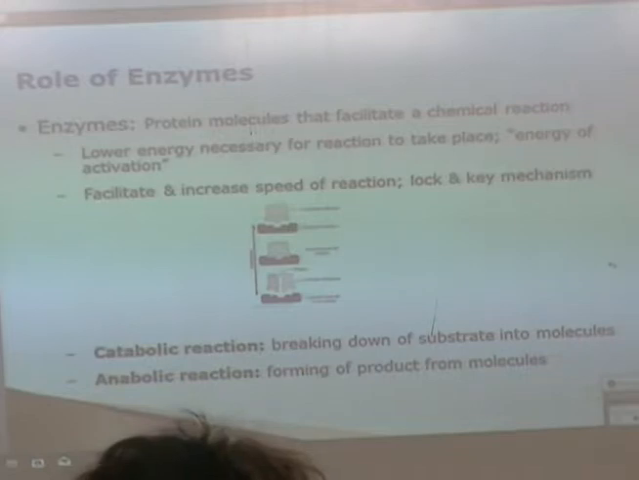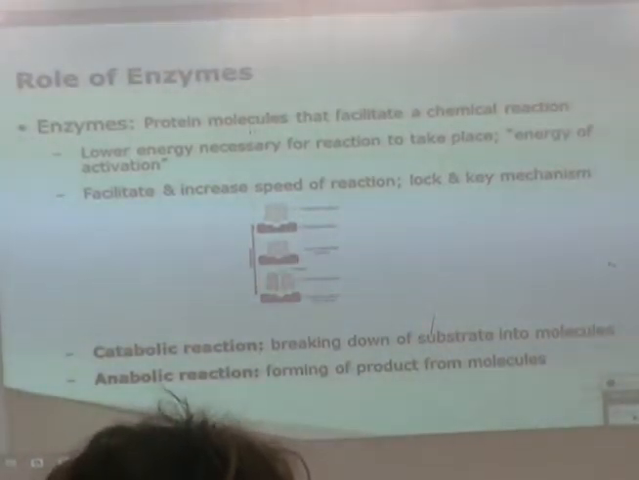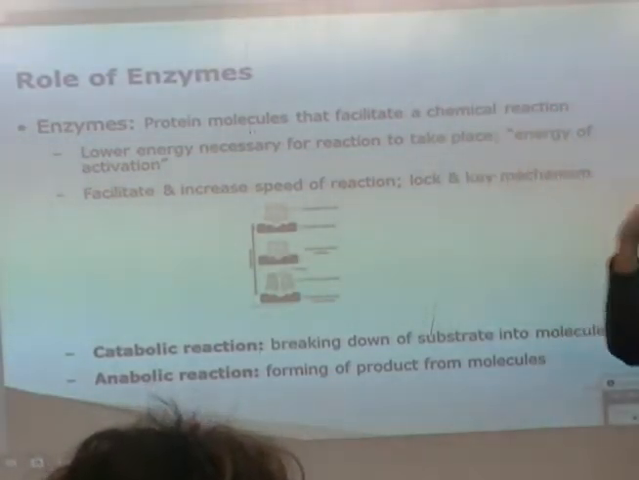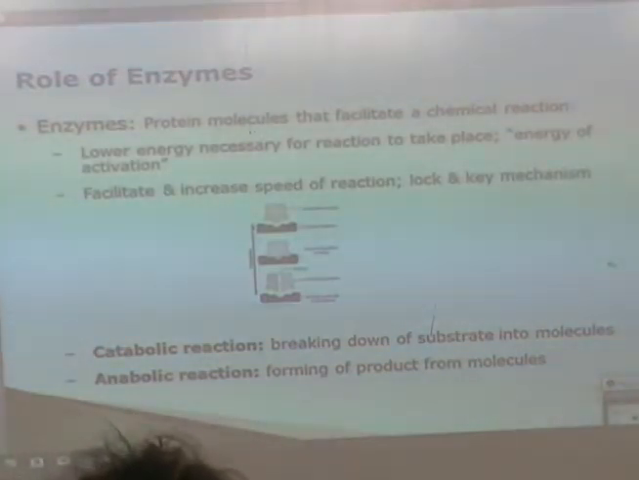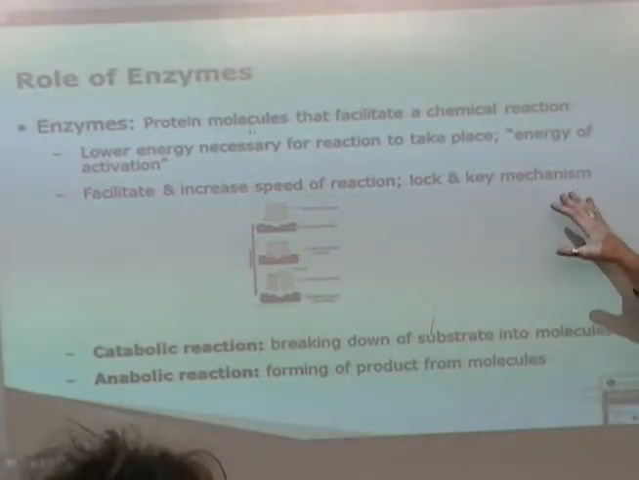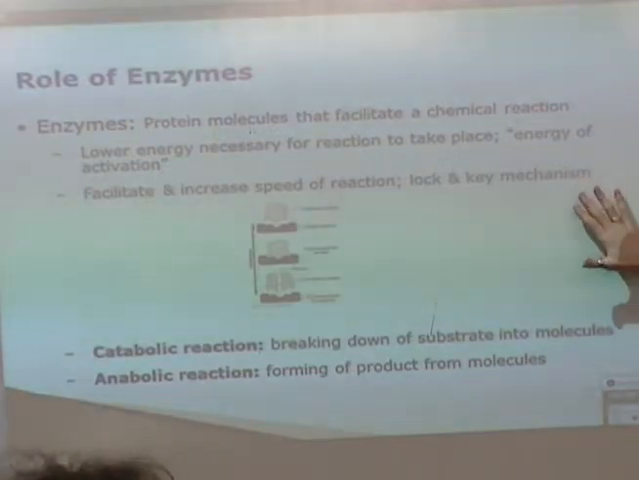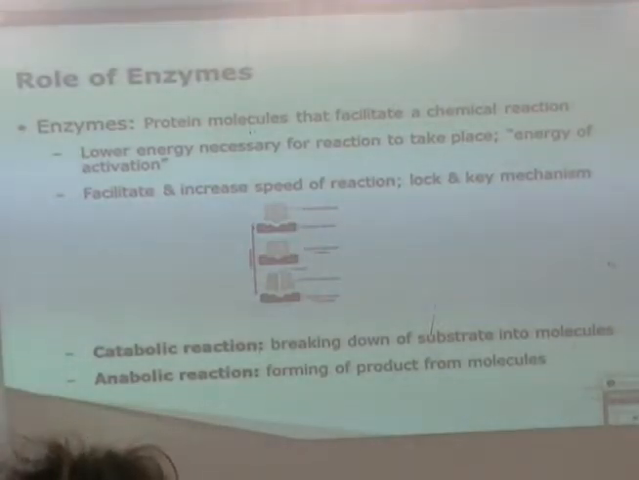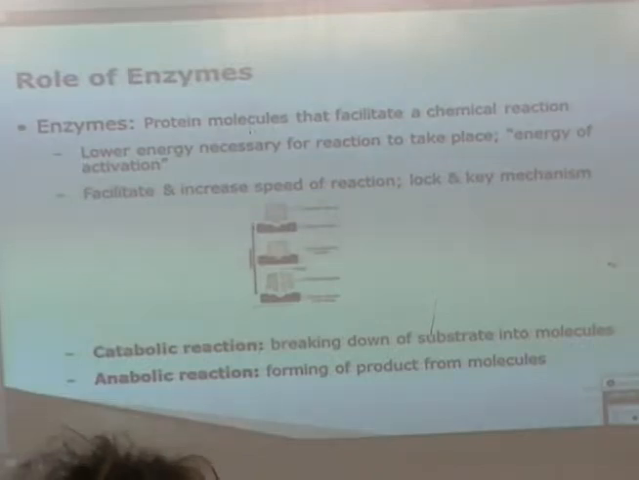So it means that we have to use energy to make energy, but we don't have to use as much energy if we've got the correct enzymes available. So they facilitate the reaction, they increase the speed of the reaction, and therefore we see an increased rate of production of energy. They work in a lock and key mechanism, and that's an important idea just because enzymes have a very specific job. I don't have an enzyme that does 3 different jobs. Everything that has to happen has its own individual enzyme, its own key.